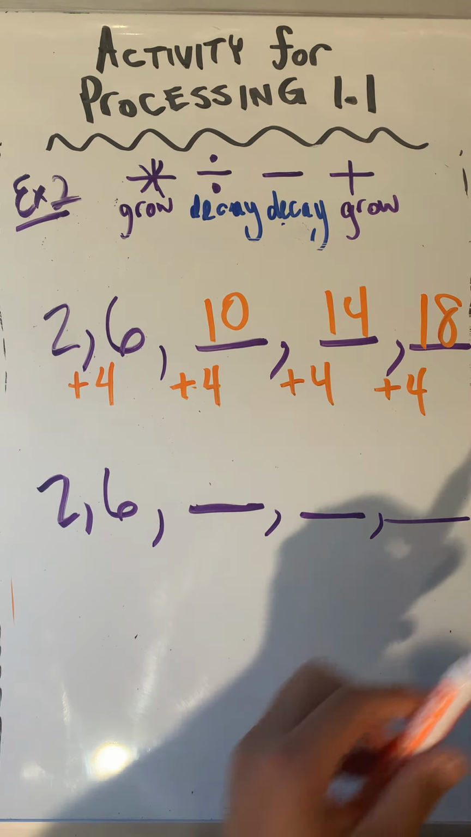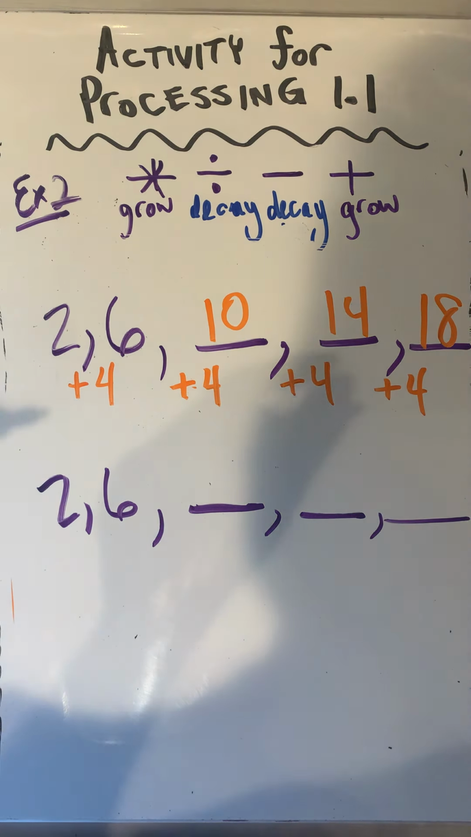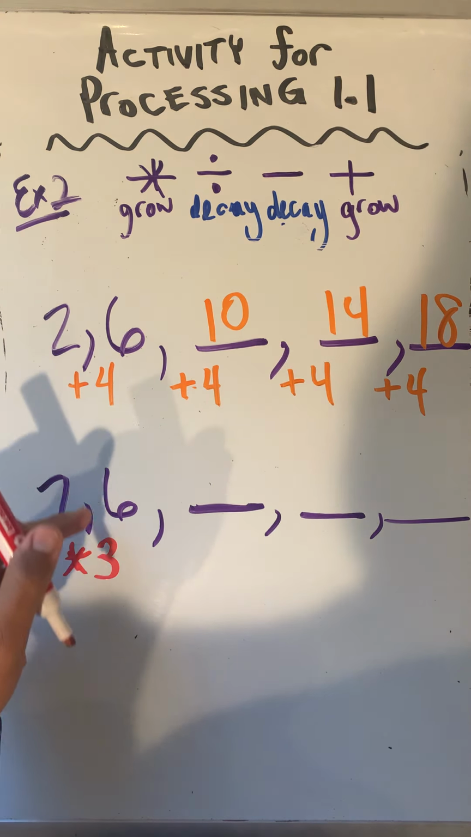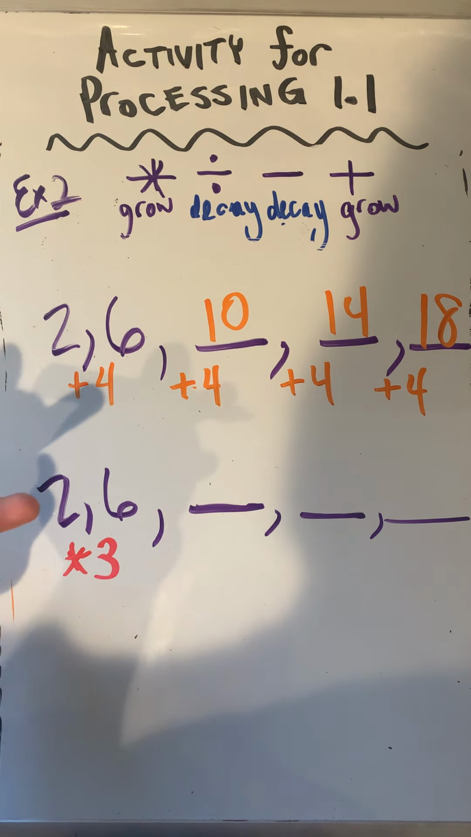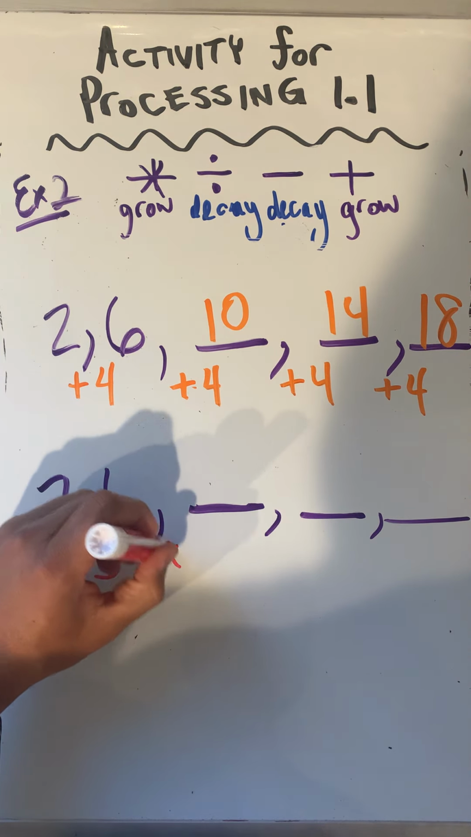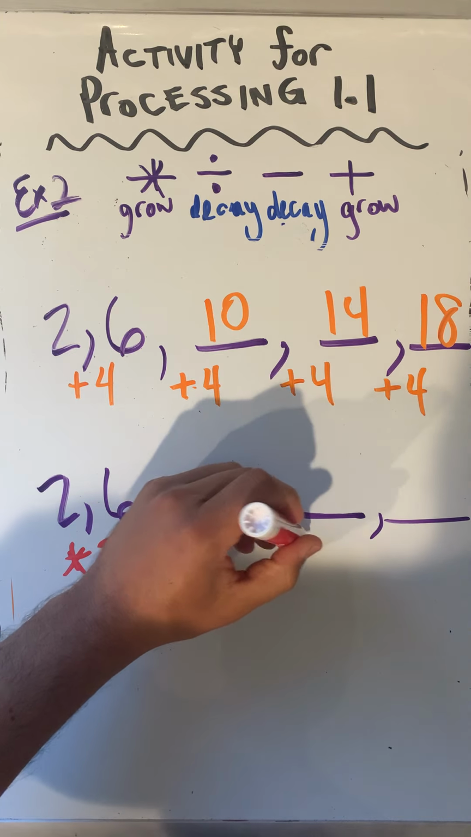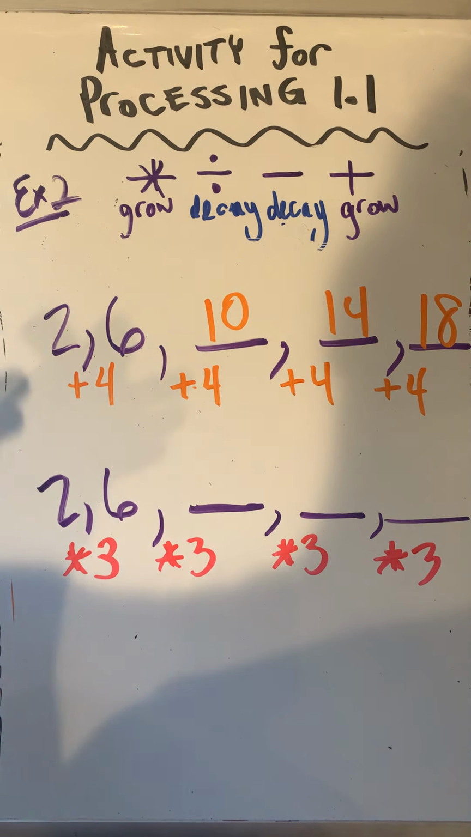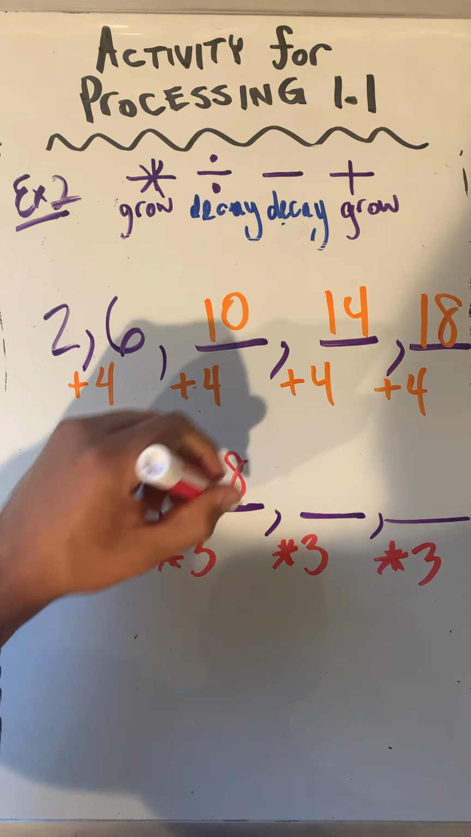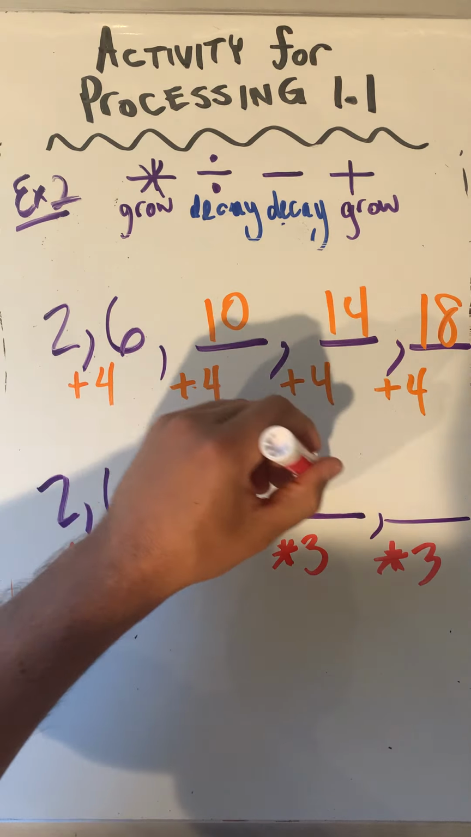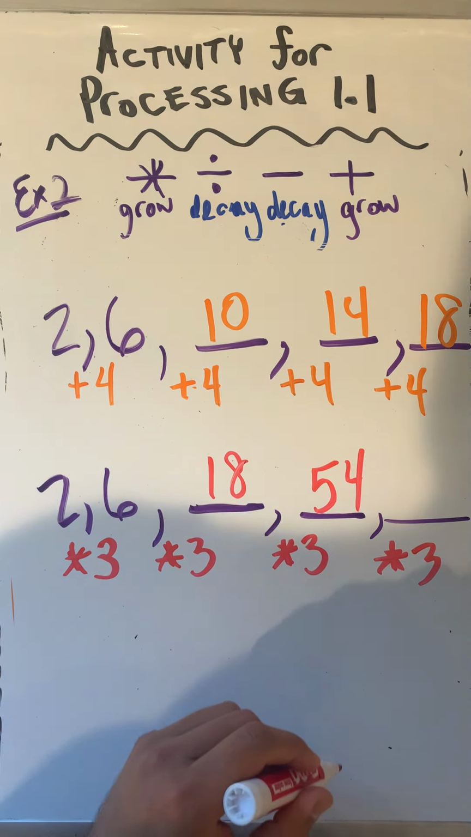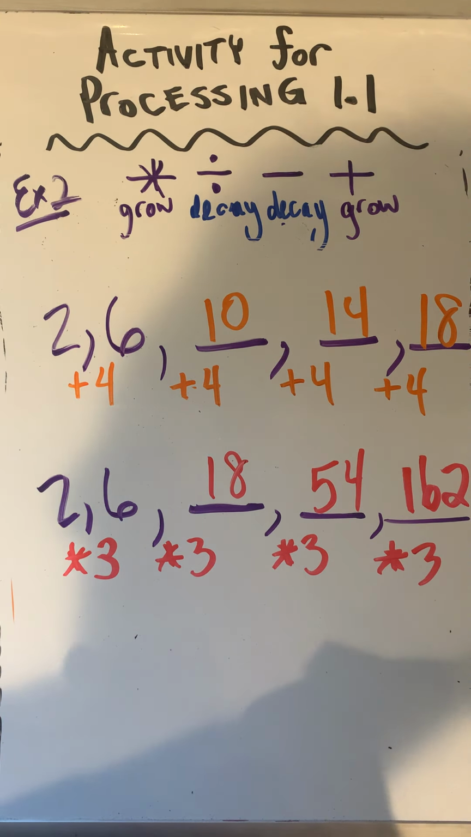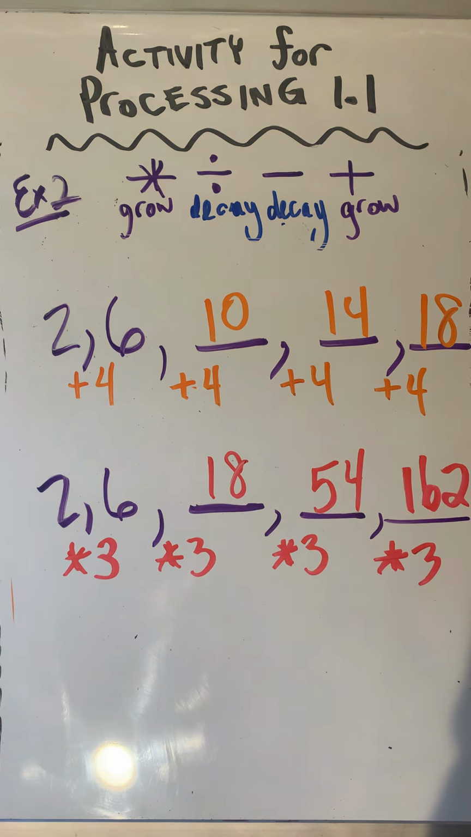All right, so another operation I could have used here was multiplication. So 2 times 3 gives me 6, which is the second term of my sequence. And now if I wish to get the remaining terms, I would multiply by 3, because each term is 3 times greater than the term before it. So here 18 is 3 times greater than 6. 54 is 3 times greater than 18. And 162 is 3 times greater than 54. All right, there we go.